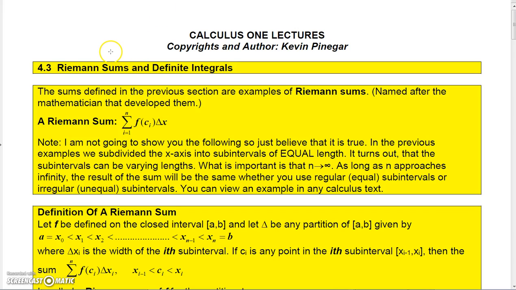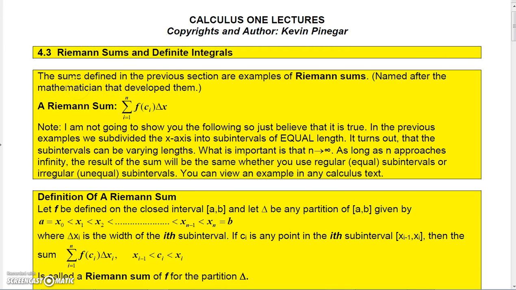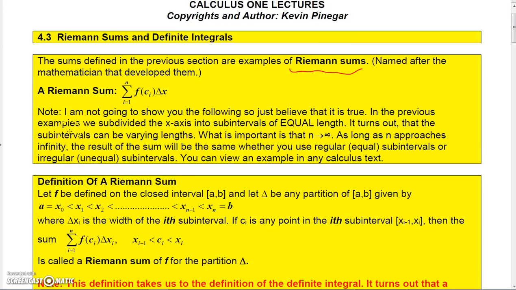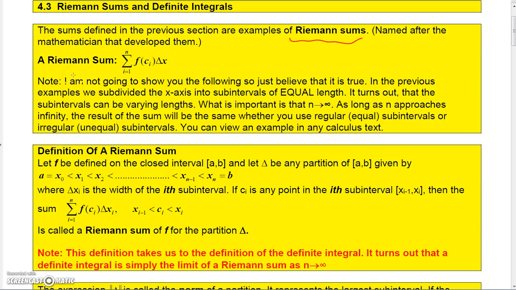In this section, we'll talk about Riemann sums, which will lead us to definite integrals. The sums that we defined in the previous sections are examples of Riemann sums, and they're named after the mathematician that developed them. Basically, a Riemann sum looks kind of like this, where you're summing over some index f of some value times delta x.